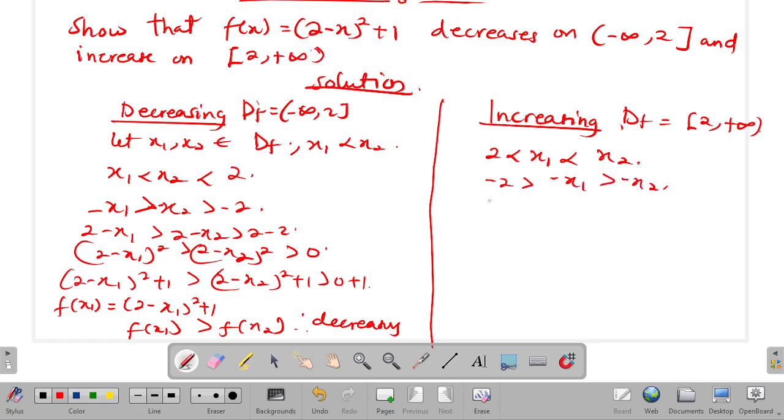Then the next thing is to add 2. So negative 2 plus 2 is greater than 2 minus x1, which is greater than 2 minus x2. Once this is done, this is 0 greater than 2 minus x1 greater than 2 minus x2. Remember that x2 is bigger than x1. But since you are using 2, if you are subtracting a smaller number from a bigger number, you end up getting a bigger output, right? So we are saying that this is indeed greater than this.